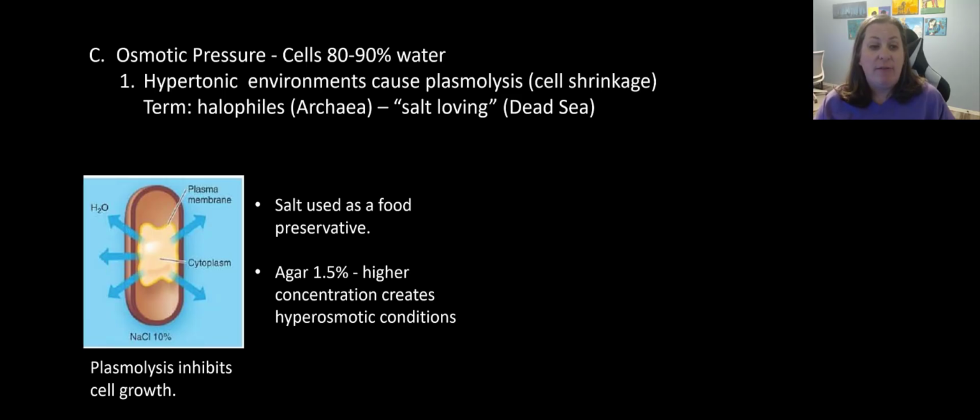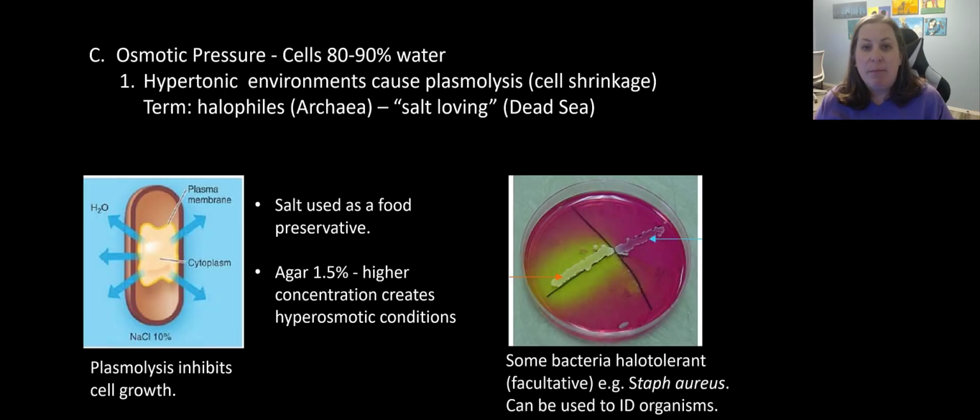Agars tend to have a 1.5% higher concentration, which creates some hyperosmotic conditions. So we have to be a little bit careful, but we do see water as a byproduct that comes out of these cells a lot of times on the plate. So there'll be condensation on your plates when they grow. Plasmolysis does inhibit cell growth, which can be a bad thing. Here's an example of some bacteria that are halotolerant, meaning they do okay on salt agars. An example here is Staph aureus. This type of plate with the salt concentration can be used to ID organisms, at least the ones that like to grow on the salt content versus ones that do not.